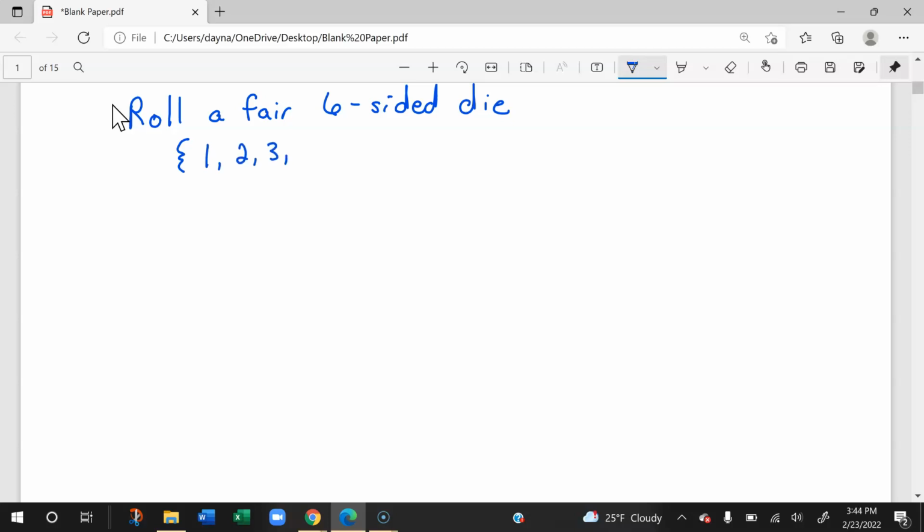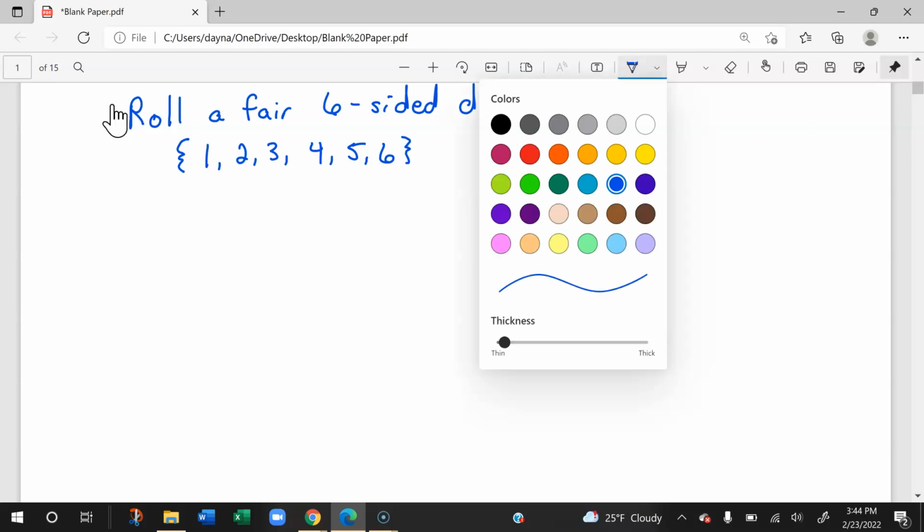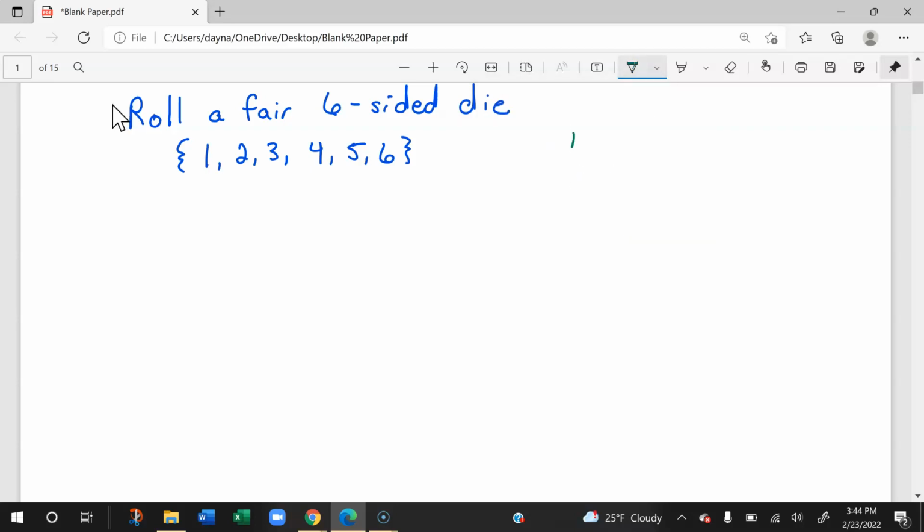As we continue to talk about probabilities, I want to look again at when we roll a fair six-sided die. As we look at this die, remember that our sample space is 1, 2, 3, 4, 5, and 6. So we have 6 different outcomes. Our sample size, n, is going to be 6 because I have 6 different possible outcomes.